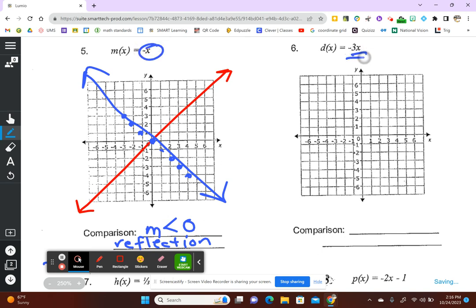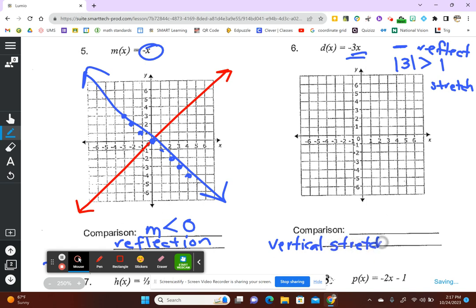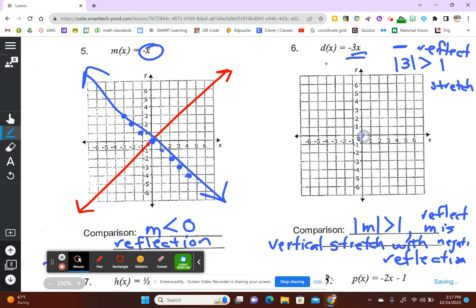So I'm looking at this next one. The slope is -3. Because it's negative, it's a reflection. Because the absolute value of 3 is greater than 1, it's a stretch. So this is going to be a vertical stretch with reflection. The reason it's stretching is because the absolute value of m is greater than 1, and the reason it's reflecting is because m is negative.